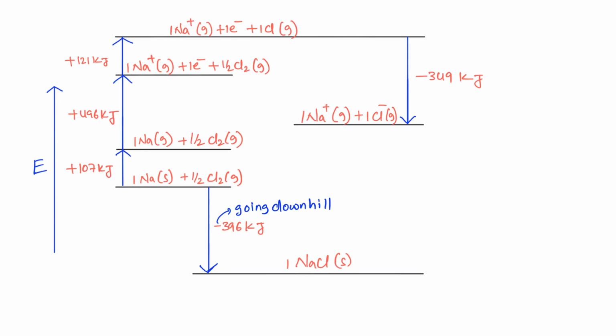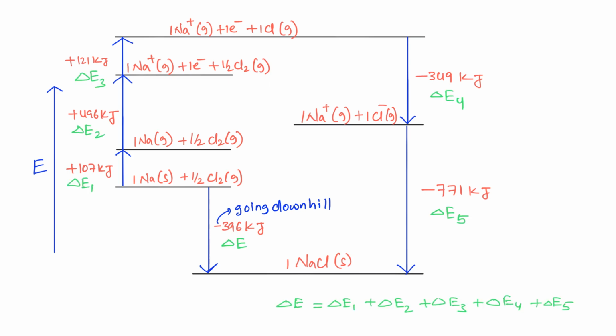Next, when 1 mole of Na plus in the gas phase and 1 mole of Cl minus in the gas phase combine to form 1 mole of solid sodium chloride, the reaction mixture releases energy that is equivalent to lattice energy, which is 771 kilojoules. So, if we add all the energies in the cycle, we get the formation energy.